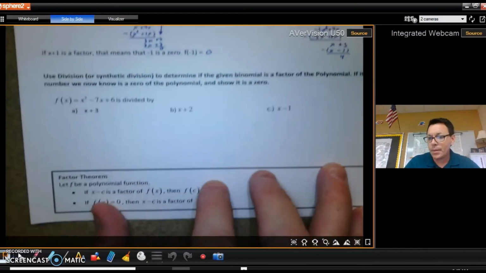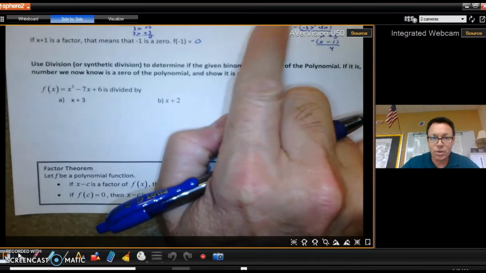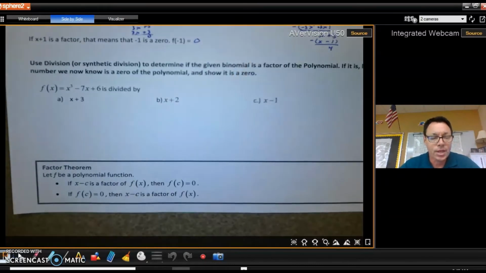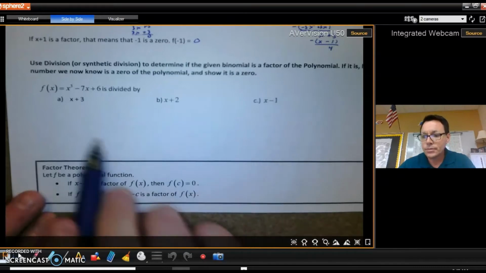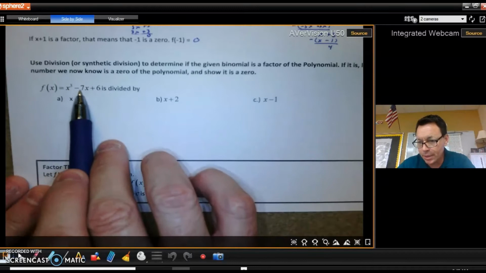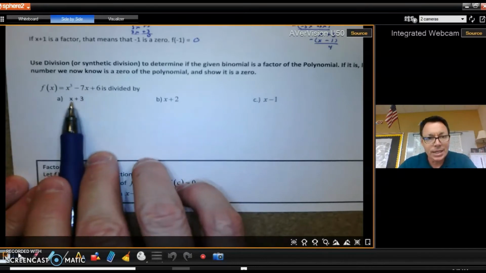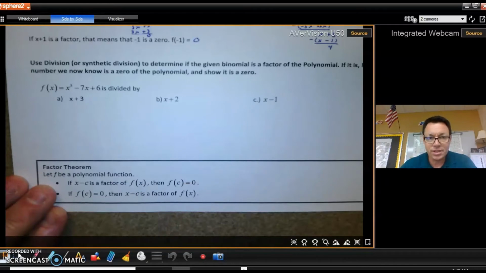Now, on the bottom here, I am going to show you a bit of a shortcut on how to do this, and it's called synthetic division, and this is what I primarily use. You do need to know how to do long division for something we're going to do later, but let me show you how synthetic division works. First off, if I want to see if x plus 3 is a factor of x cubed minus 7x plus 6, here's what I need. I need to test the 0.